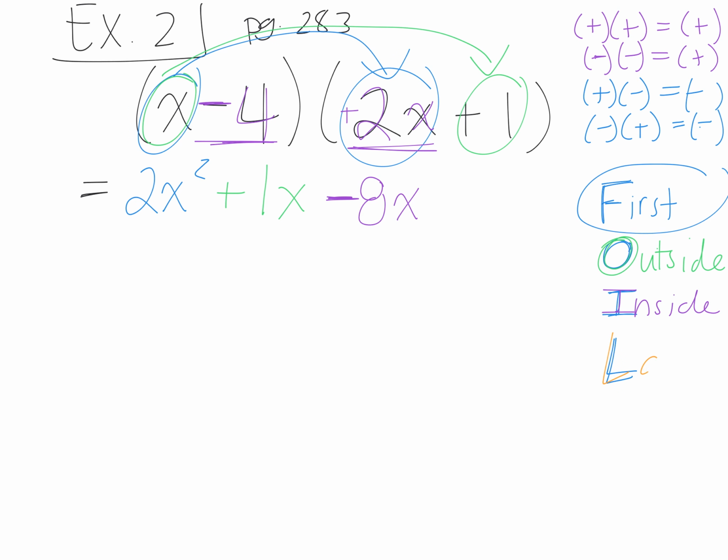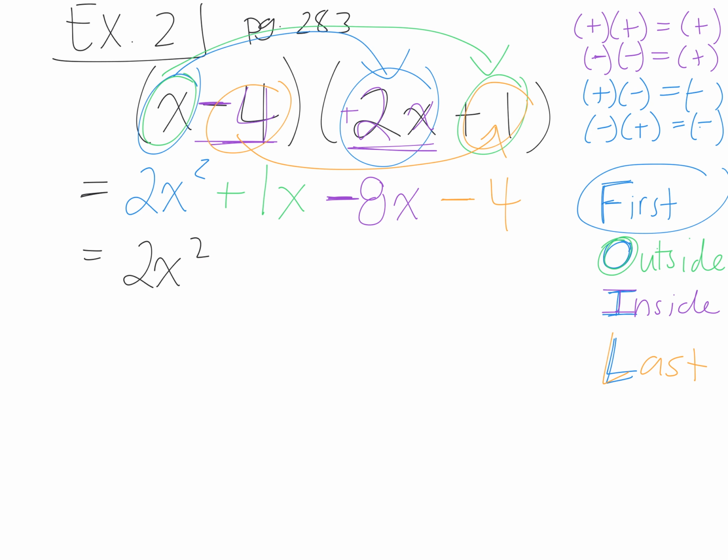Okay, so L stands for last. We had our first terms at the beginning, and now we have our last terms. Which terms are the last terms? Negative 4 and positive 1. So we're going to multiply negative 4 times positive 1. What's a negative times a positive? Negative 4.